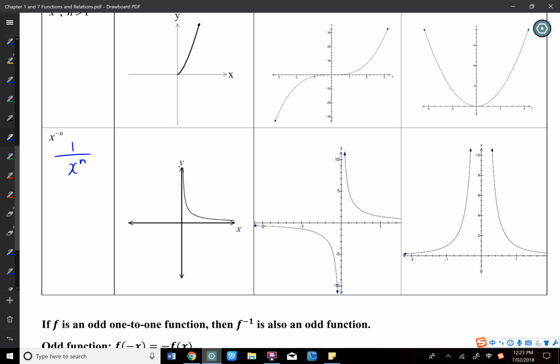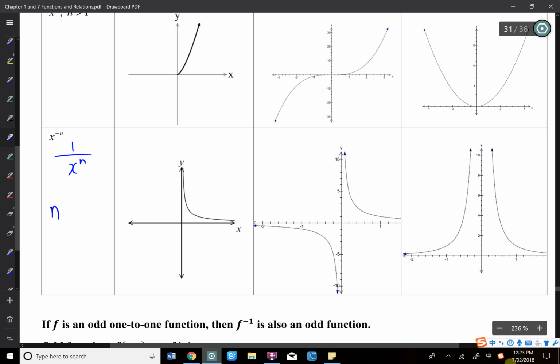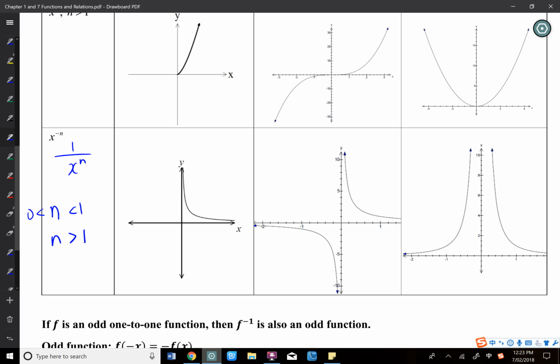So now we have the same idea. In this case, we don't care what n is, whether it's greater than 1 or less than 1. n can be that, or n can be that. It just needs to be a fraction, or it can even be an integer. For example, 3 over 1, that's 3. So what does 1 over x to the power of 3 look like?